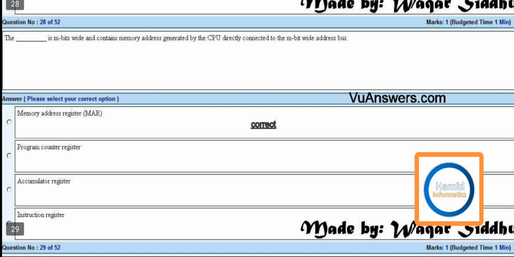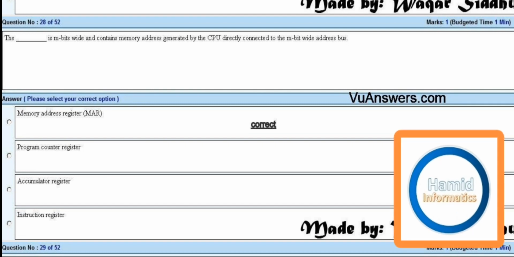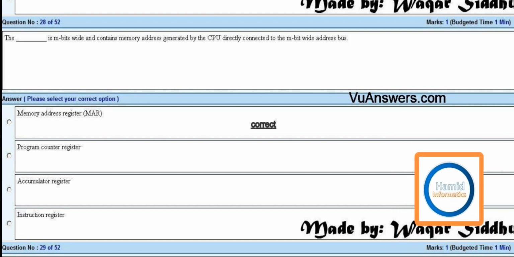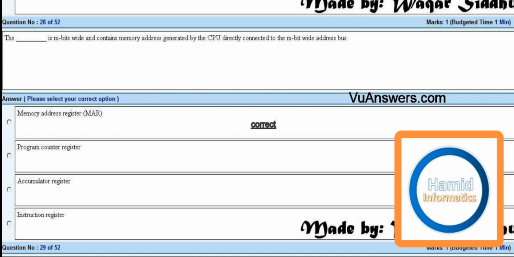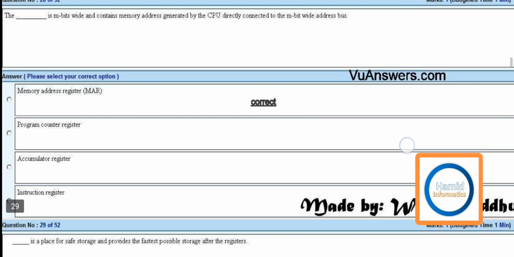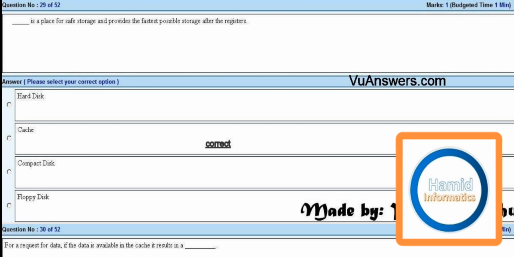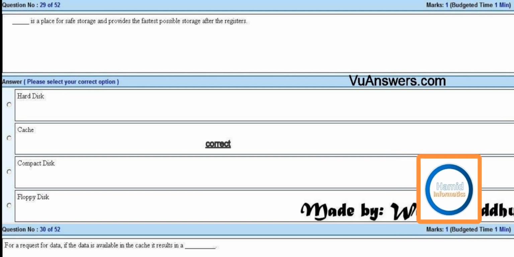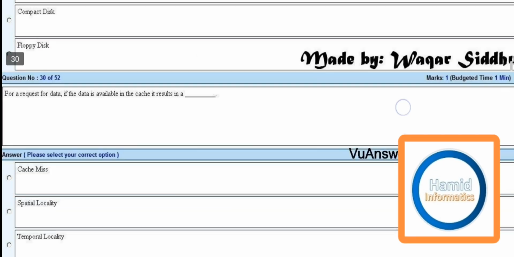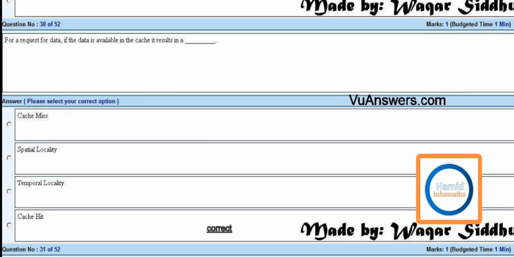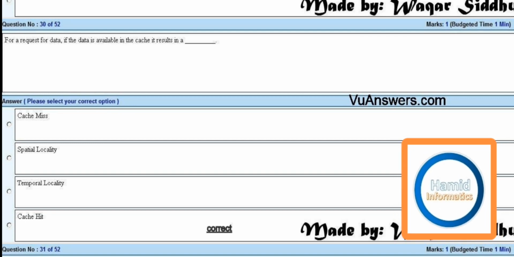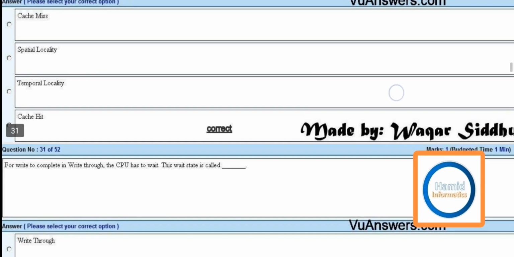Next one: the dash is m bits wide and contains the memory address generated by the CPU, directly connected to the m-bit wide address bus, and the answer is memory address register, MAR. Dash is the place for safe storage and provides the fastest possible storage after the register, and the answer is cache. Next one: for a request for data, if the data is available in the cache, it results in a dash, cache hit.